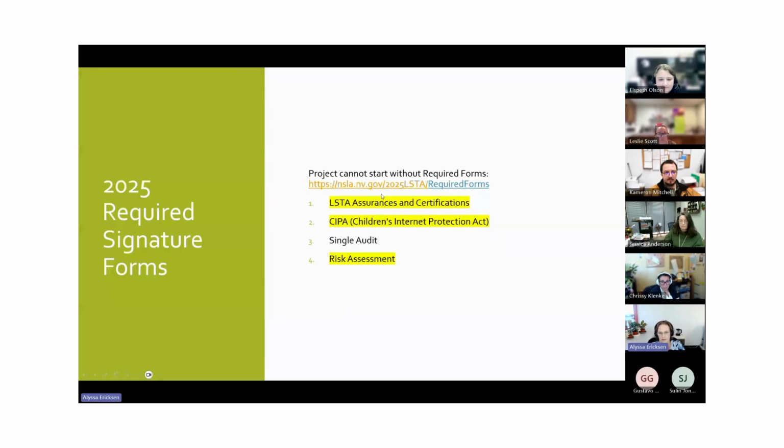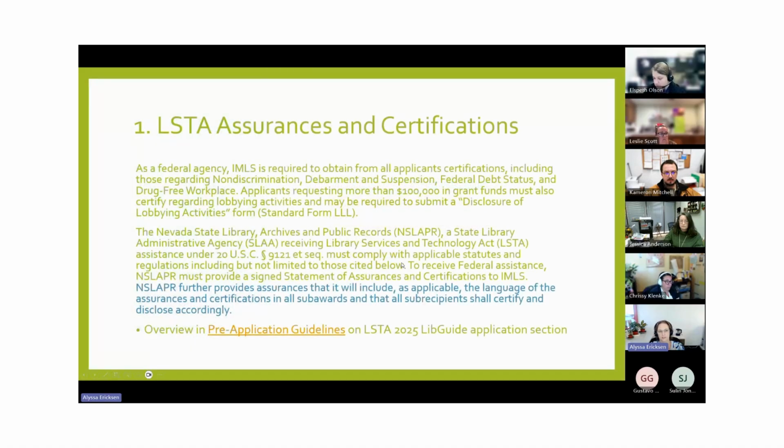All right, so all of the signature forms that you submitted with your grant, we're going to go through the highlighted ones here real quick. So your assurances and certifications. The state library receives a contract with IMLS that we have to sign that has all of the LSTA assurances and certifications. We then have created a section of it that applies to our subgrantees because you are also responsible for carrying some of the obligations that we carry.